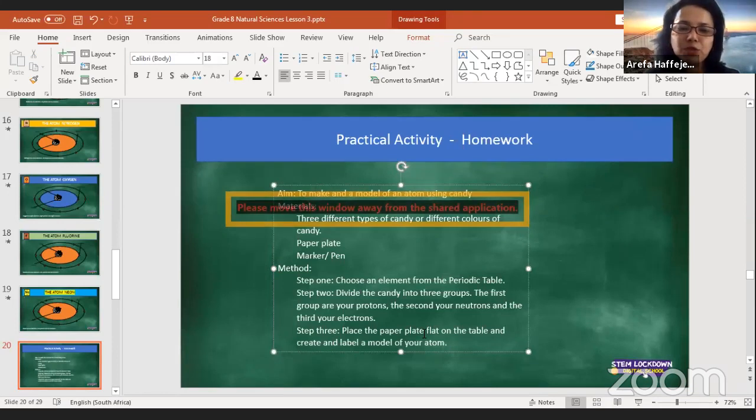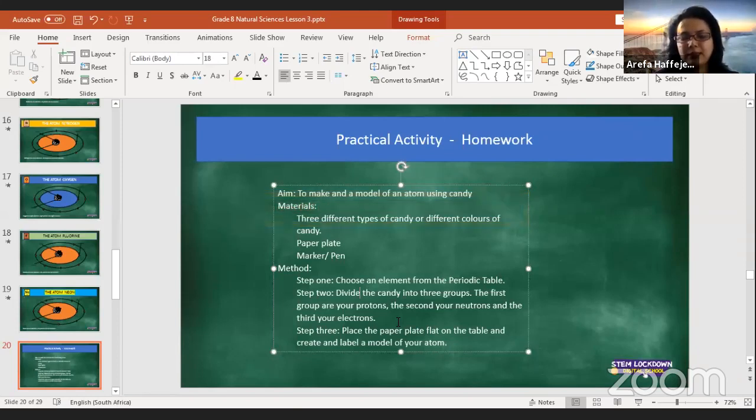Then step 2, you're going to divide the candy into 3 groups, which are your electrons, your protons, and your neutrons. So the first group is your protons, the second one is your neutrons, and then the third one is your electrons.